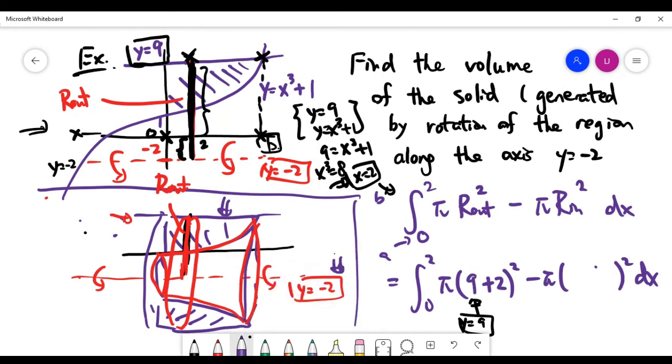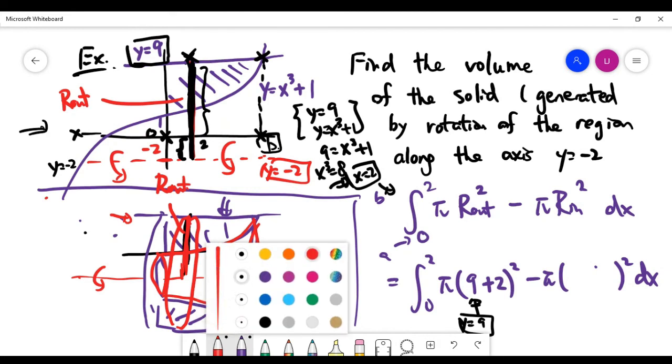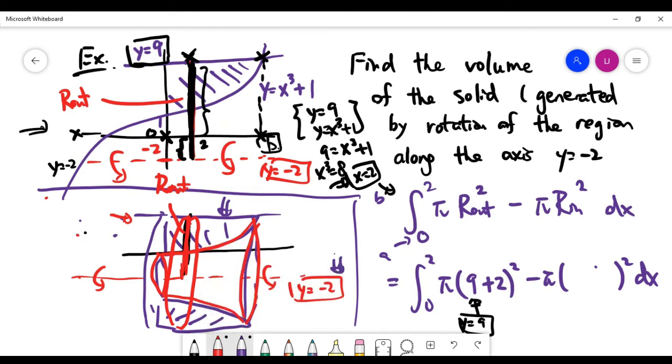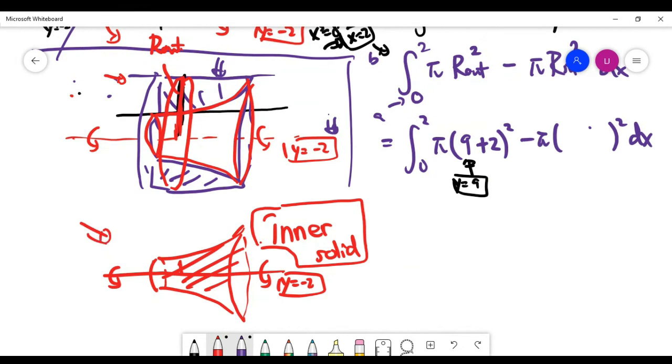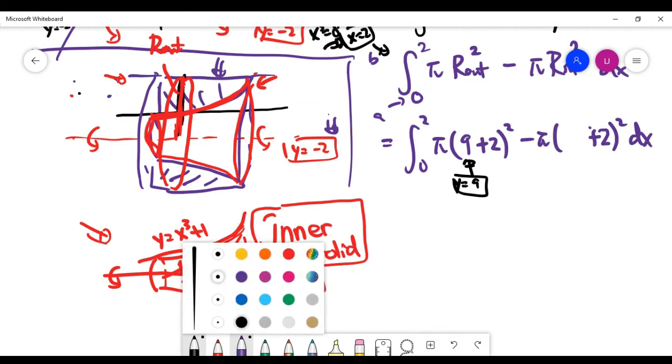And similarly, can you tell me the inner radius? The inner radius is based on the red solid, the part that you need to cut out from the full solid. Of course, it's based on this curve, and this curve from above is y equals x cubed plus 1. And same as the previous case when we found the outer radius, we have to add 2 to our inner radius now, because we always have to add this length.